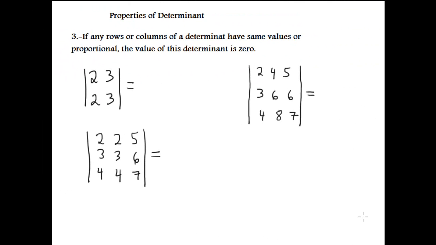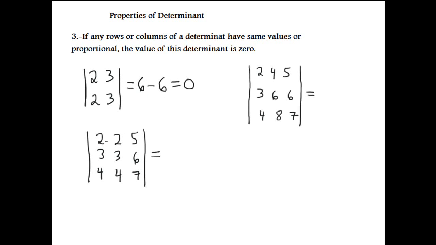Okay, the third property is very important. If any two rows or columns of the determinant have the same values or are proportional, meaning if you multiply by one number they are the same, or divide by the number, the value of the determinant is 0. Okay, in the first case, it's obvious. We have here two same rows, 2, 3, 2, 3. When you multiply, 2 times 3 is 6, minus 2 times 3 is 6, is 0.